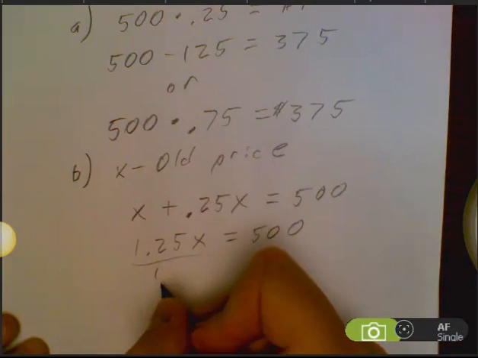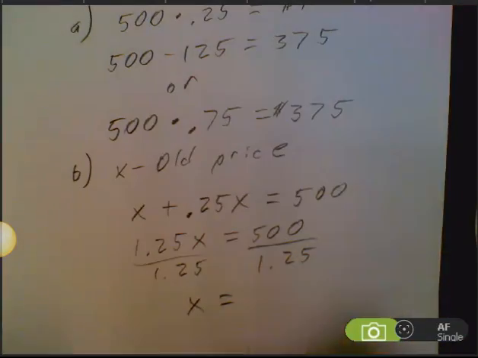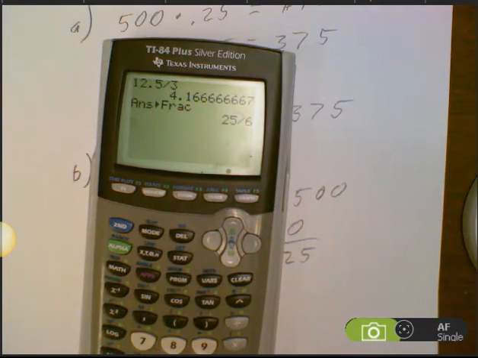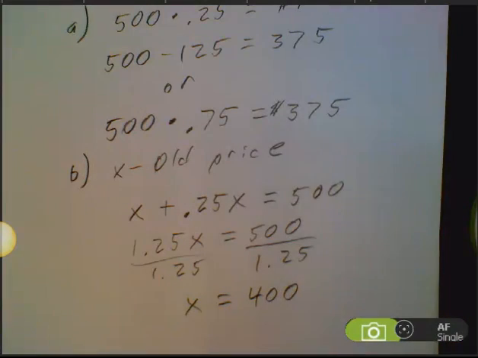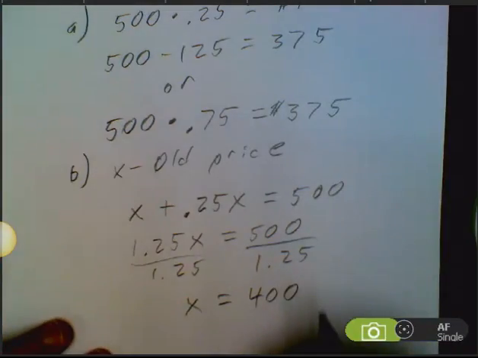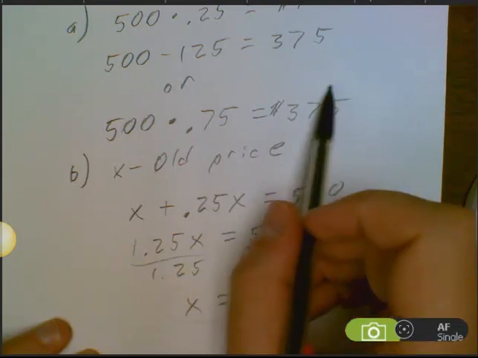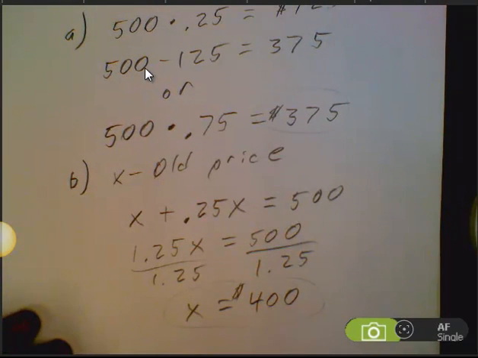Now let's solve for X. Divide both sides by 1.25, so X equals, I need a calculator on this, 500 divided by 1.25, 400. So something was $400 and it goes up 25%. Now it's at 500. And so you can see these are not the same problem, because when we take a percent, we need to look at what our starting value is. On this one it was 500, but in this case, our starting value was 400.